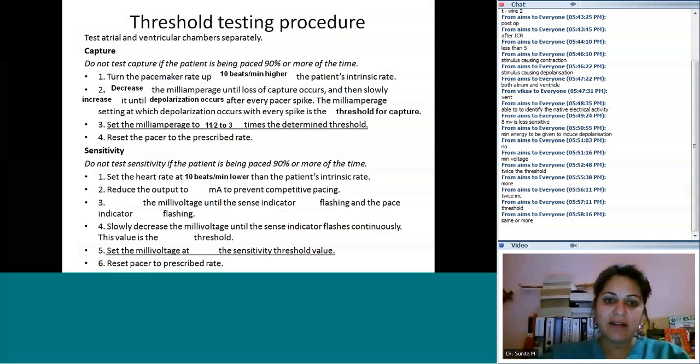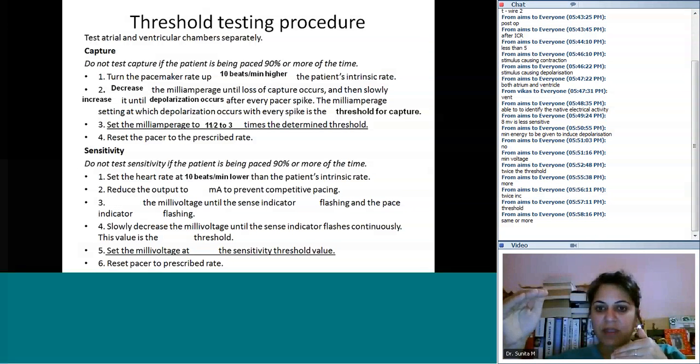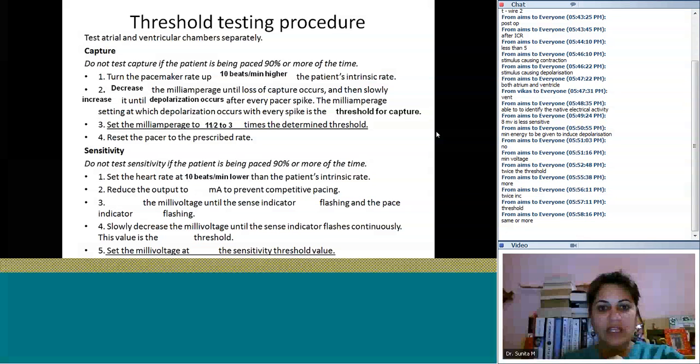Because if you're setting the rate of your pacemaker higher than his own, there's nothing to sense, right? It's going to keep pacing. So you set the heart rate 10 beats lower than the patient's intrinsic rate. Then you put the output very low because now you don't want it to keep on pacing. You put your output at the minimum. Say your threshold was 2, you put it at 2. Then what do you do to your millivoltage? You increase it or you decrease it, your sensitivity? Do you make it come down to 1 or do you increase it?